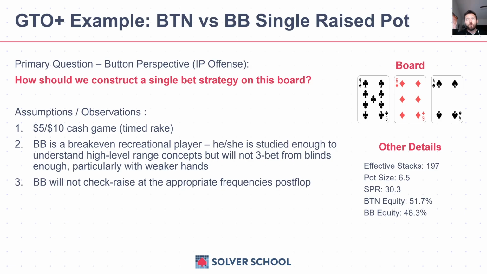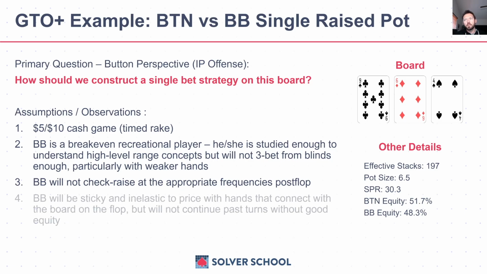The big blind's also not going to be check-raising enough at the appropriate frequencies post-flop. This is also an extension of that read from number 2. And when we get into profiling, we'll talk about this. But oftentimes when we see recreational players, they're not going to necessarily be check-raising enough or just taking aggressive actions as frequently as they probably should be doing so.